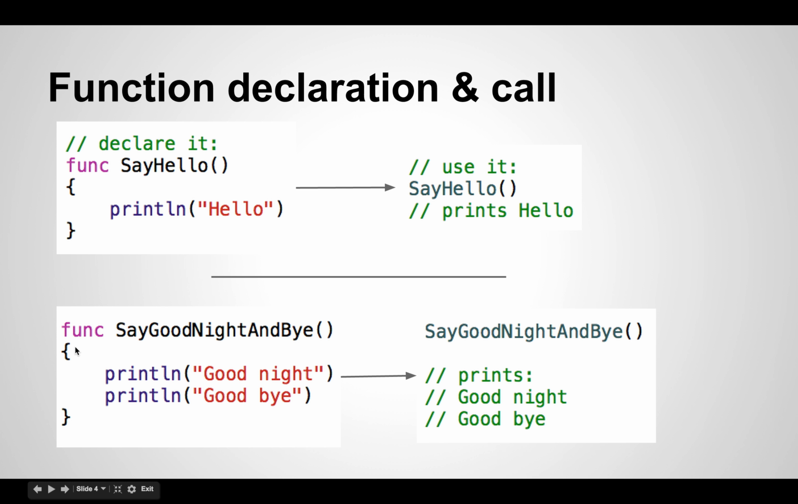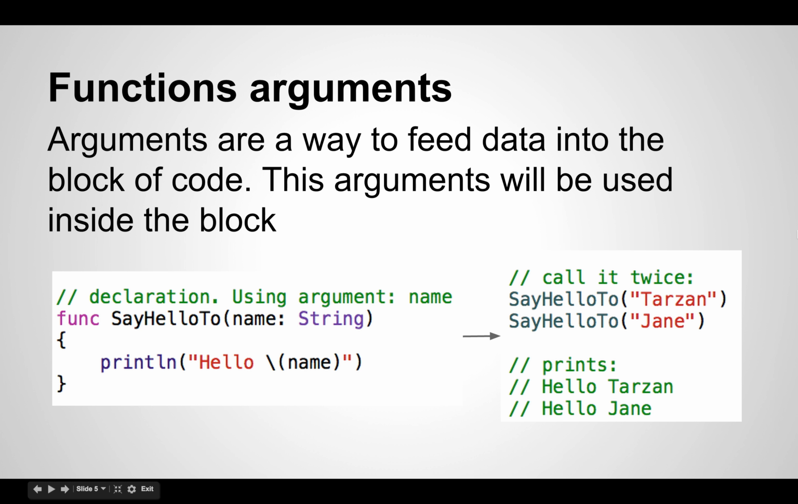Okay, so let's look at the func say good night and bye. Inside you have println good night and println goodbye. And whenever you use it, say good night and bye, it's going to print good night and goodbye. Okay, now let's take a look at arguments.